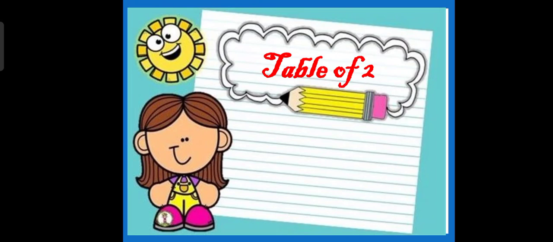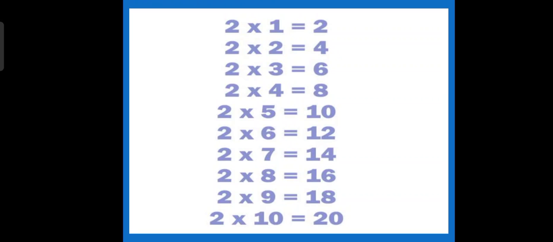Next, we are doing table of 2, revision of table of 2. Let's start. 2 ones are 2, 2 twos are 4, 2 threes are 6, 2 fours are 8, 2 fives are 10, 2 sixes are 12, 2 sevens are 14, 2 eights are 16, 2 nines are 18, 2 tens are 20.